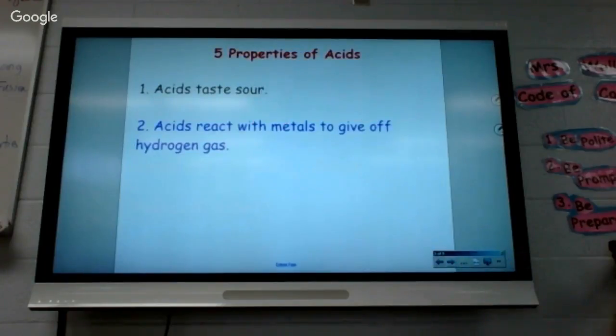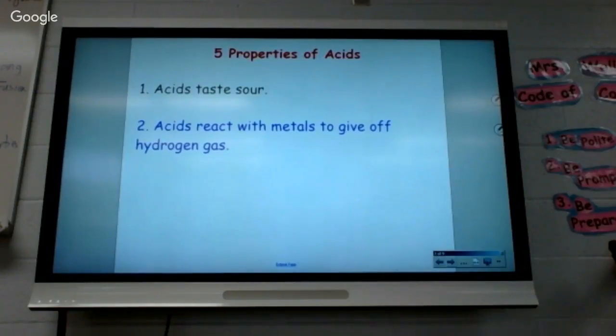Now, these are the things you ought to write down. Properties of acids and properties of bases are things you're supposed to know for the exam. Most of you know acids taste sour. It's a common property of acids. So when soft drinks have phosphoric acid in them, why don't they taste sour? They have a lot of sugar in them to make them taste sweet, which is why I like them.